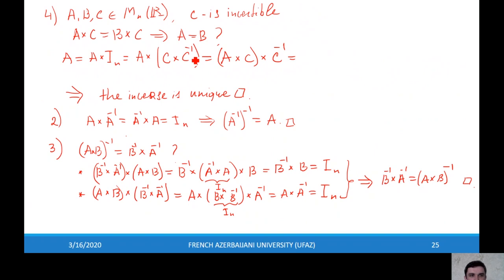A times C, we know that is B times C. So B times C times the inverse of C. And here I will use the associativity again: B times, in parentheses, C times the inverse of C, which will be the identity matrix. B times the identity matrix is B. That's all. And you see A is equal to B. Okay, from here, A will be B. That's all.